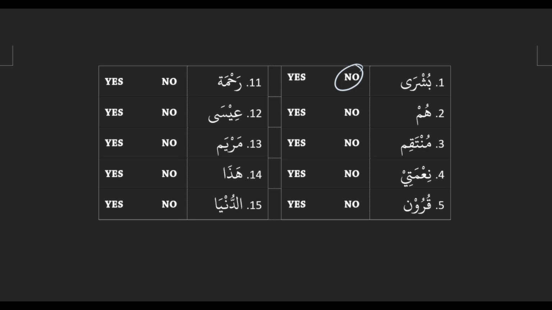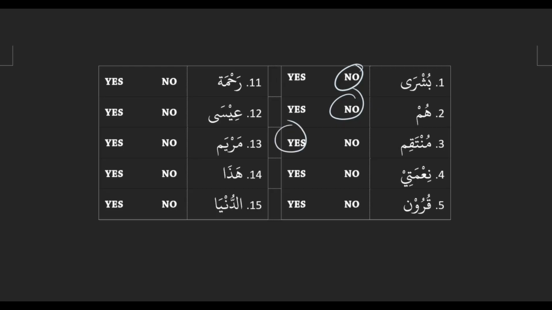Hum. Hum is a pronoun, so that was our first category. No, it cannot take a label. Good. منتقم. Not a pronoun, not a pointer, doesn't end in alif, doesn't end in ya, so yes, it can take a label. Good. نعمتي.